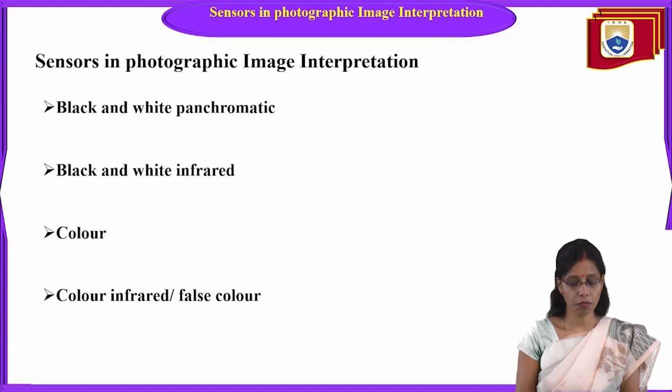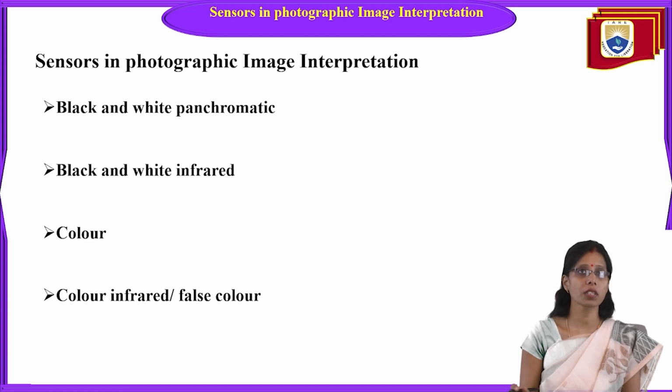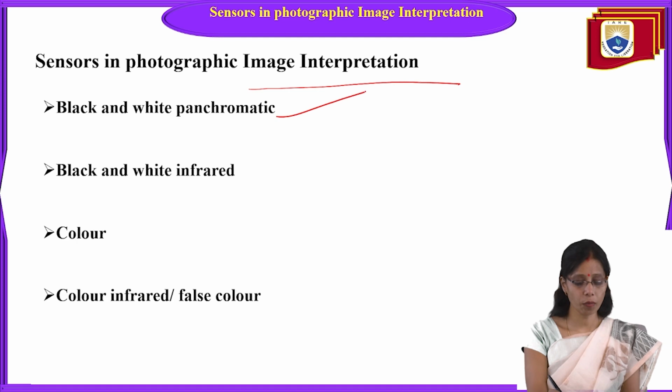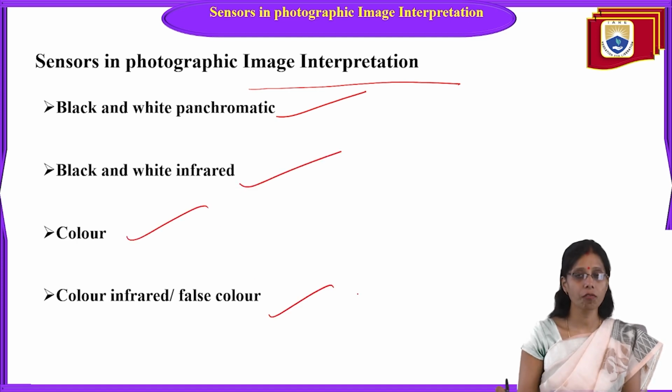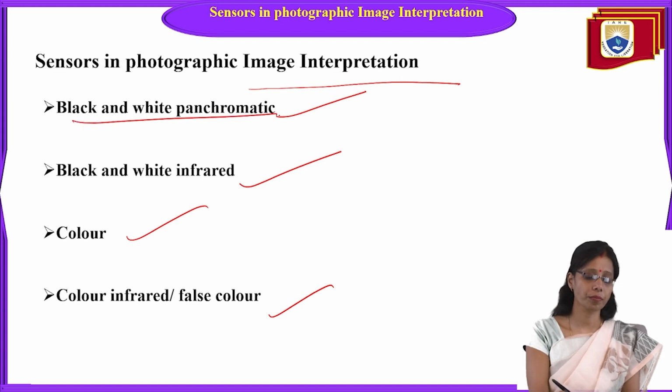Okay. Next, we are talking about sensors in the photographic image interpretation. So what are the sensors which are present in the image interpretation? Sensors in the photographic image interpretation are black and white panchromatic, black and white infrared, color infrared, false color. So we have here different sensors in photographic image interpretation. So that will be in a black and white panchromatic. Black and white panchromatic means what?